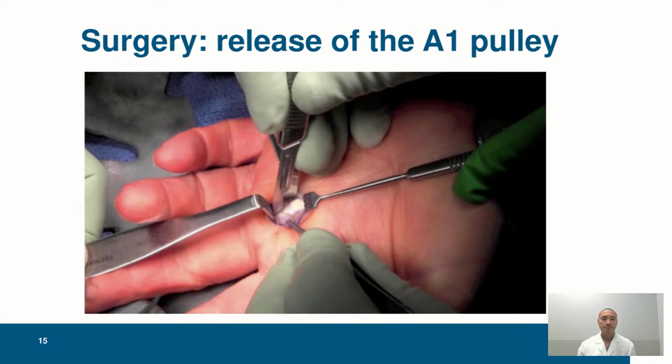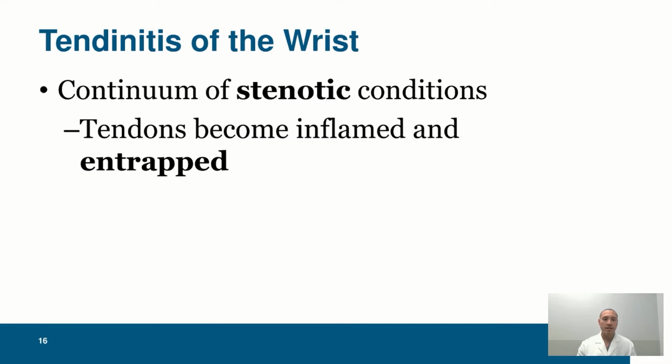Next slide, please. So we'll talk a little bit about tendonitis and one specific form of tendonitis in the wrist. This is a continuum of stenotic conditions. We just previously discussed trigger finger, which is a stenotic condition. Tendonitis also is a stenotic condition in which tendons become inflamed and entrapped within their compartments.